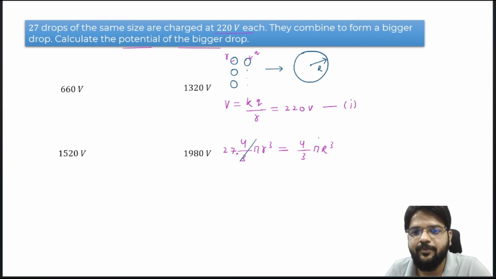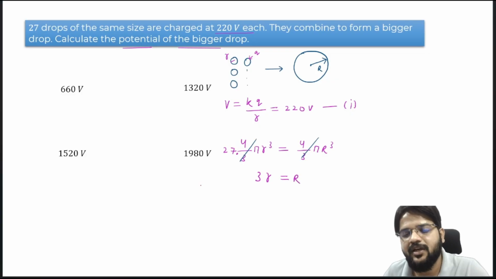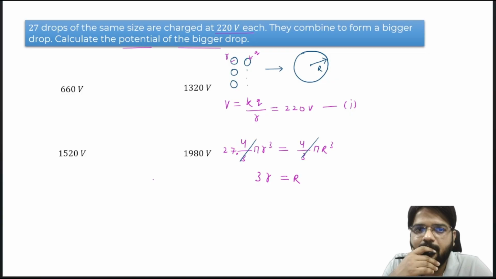4 by 3 pi gets cancelled out. Here we have 27 r cube equal to R cube. If we take the cube root on both sides, we have 3r equal to capital R. This is the relation, everyone. 3r equal to capital R. All right.